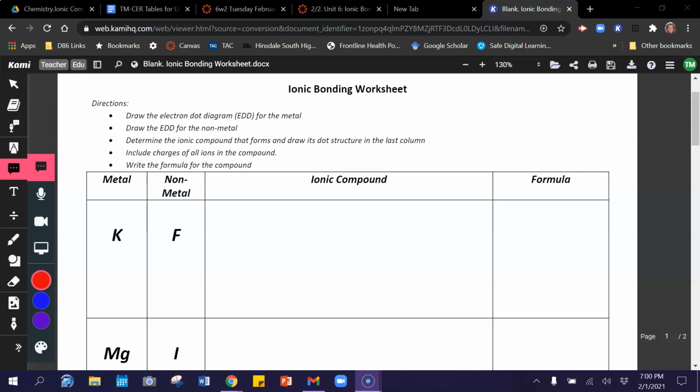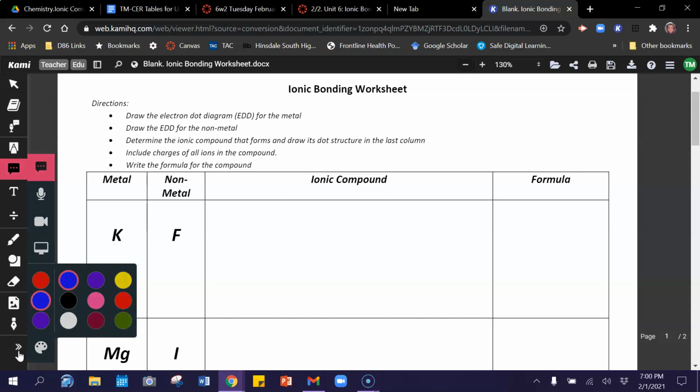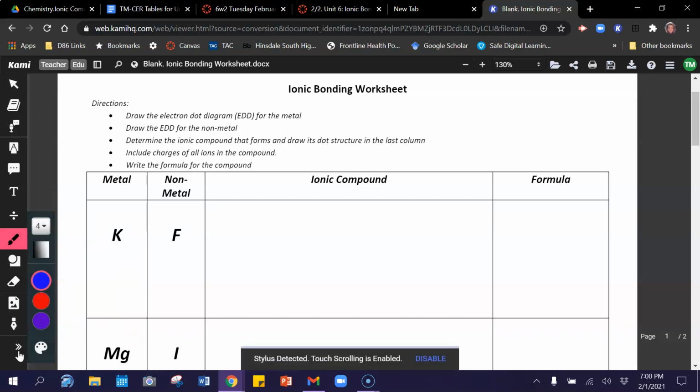So I want to do a couple of problems here just to show you how. Let's start with the first one where our metal is potassium and our nonmetal is fluorine. So on our page here, I'm going to use blue for our metal. Potassium is in the very first column, and therefore it has one valence electron. So my potassium atom only gets one dot. So there it is.